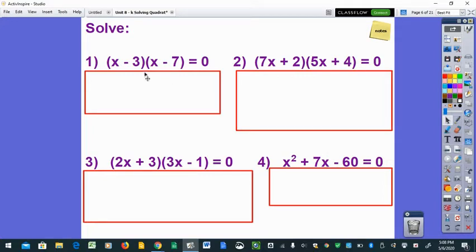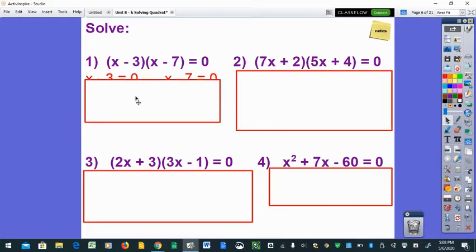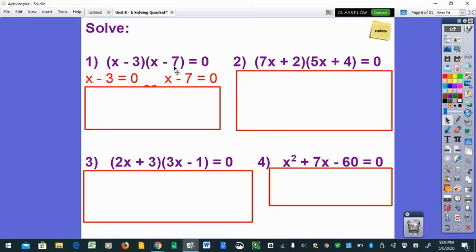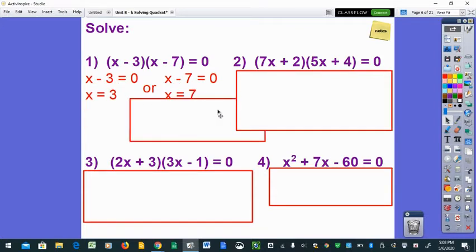Okay, let's see how you did. So either the x minus 3 has to equal 0 or the x minus 7, because when you have two things that multiply to 0, one or the other has to equal 0. Easy one-step equation, this is a 3. Easy one-step equation, that's a 7. And there are my answers.